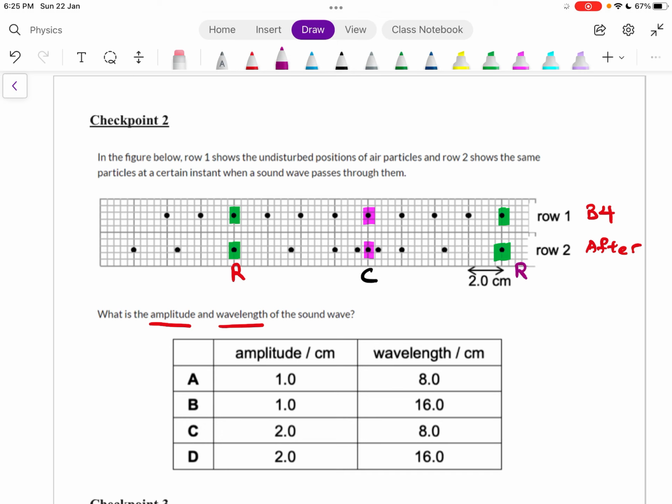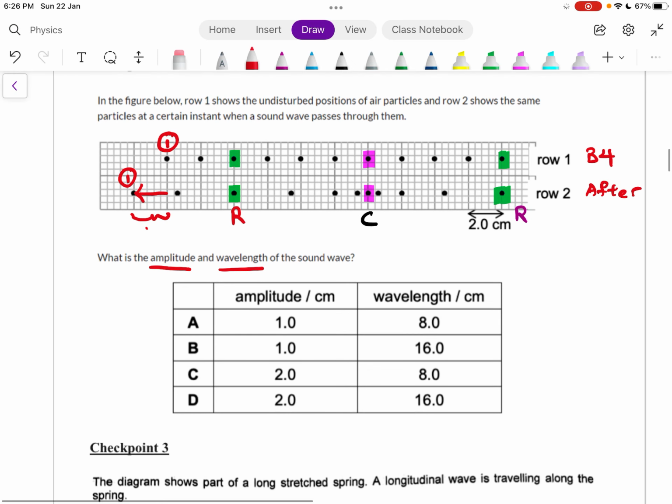So let's first determine what our amplitude is. If you look at the very left hand side of the picture, the very first particle is here. This first particle is actually moving towards the left hand side after the sound wave propagates through the medium. So this is the same particle, and you can see that this will be known as your amplitude. Since one big box is 2 centimeter, the amplitude is C or D.